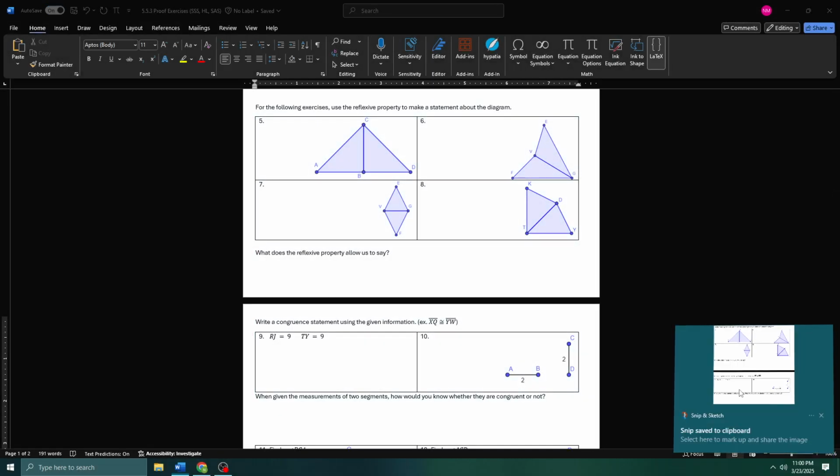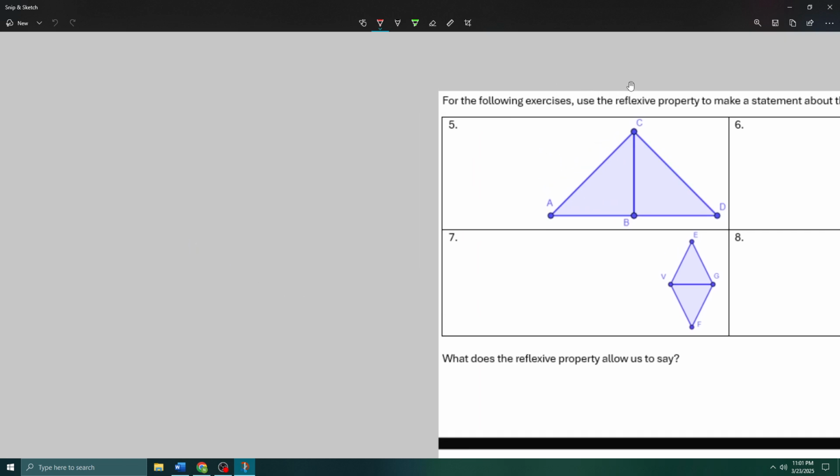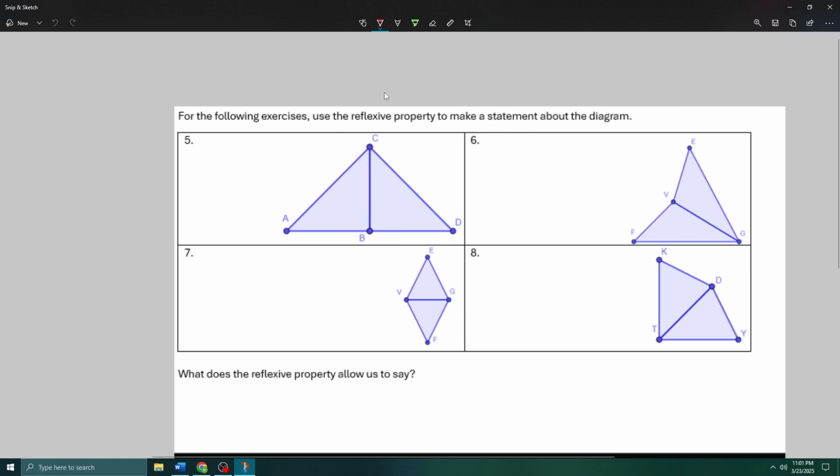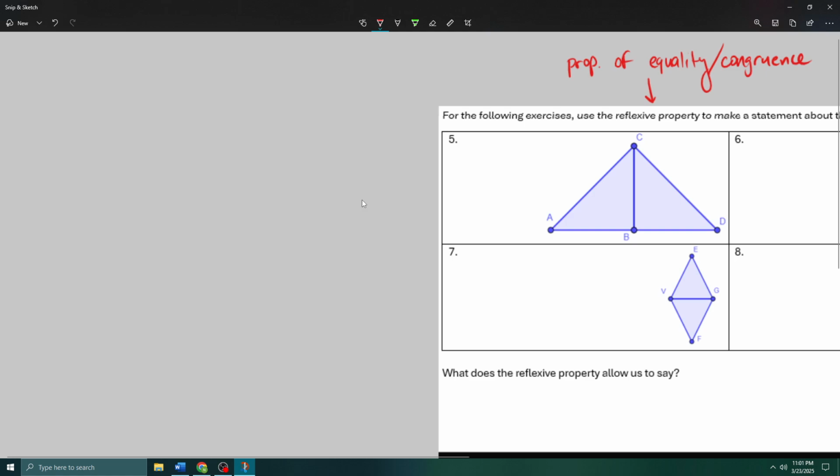The reflexive property. The reflexive property for 5, 6, 7, and 8. Reflexive property, it's a property of equality and congruence. And it's pretty self-evident. I forget if it's actually an axiom. I'm pretty sure it's axiomatic, but I could be wrong. Anyways, that's not relevant right now. What is relevant is, well, what does it mean? What does it allow us to say, the reflexive property?